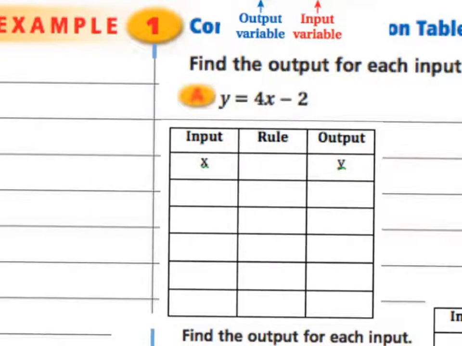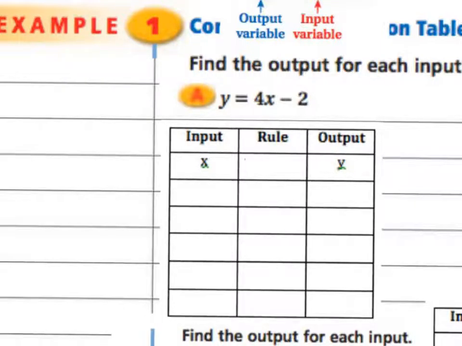Example 1 says find the output for each input. And so we look here and we have this equation, an equation because it has an equal sign. So y is the same as 4 multiplied by something minus 2. So right here is our rule. We need to take 4 multiplied by whatever x is minus 2, and that will give us y. So I'm going to fill that into the rule right here.